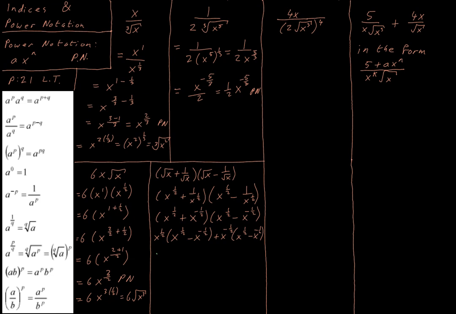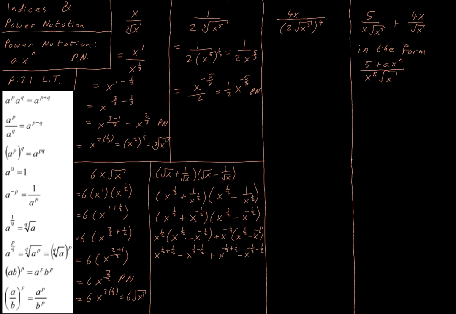So we multiply these together. And when we're multiplying them, we're going to add the powers. So this is going to be x to the 1/2 plus 1/2, minus x to the same base. So we have x to the 1/2 minus 1/2 plus x to the minus 1/2 plus 1/2. Multiplying these two together, I add the powers. Minus x to the minus 1/2 minus 1/2.